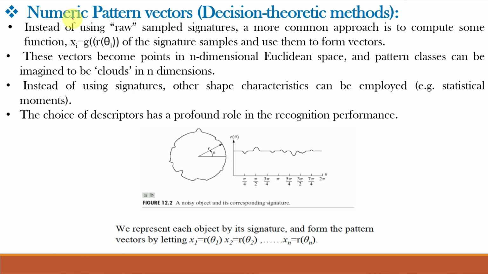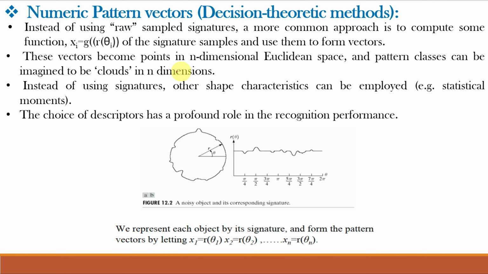Let us understand one other example for numeric pattern vectors. This figure shows a noisy object and its corresponding signature, and these signatures we have already learned in our video lecture number 67, and here we represent each object by its signature and form the pattern vectors by letting x1 is equal to r(theta 1), x2 is r(theta 2) and so on. But now instead of using raw sampled signatures, a more common approach is to compute some function xi is equal to g of r(theta i) of the signature sample and use them to form vectors. That means we are modifying the signature with some function g, and these vectors become points in n-dimensional Euclidean space, and pattern classes can be imagined to be clouds in the n dimensions.